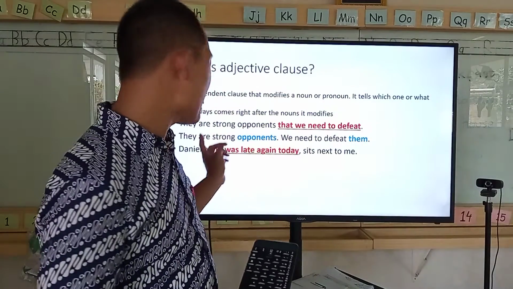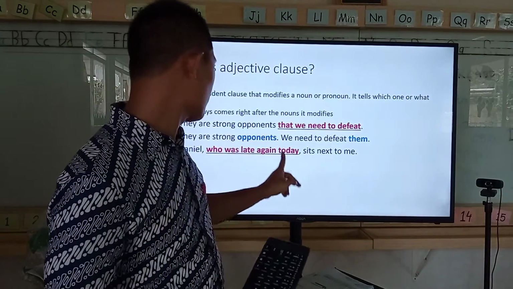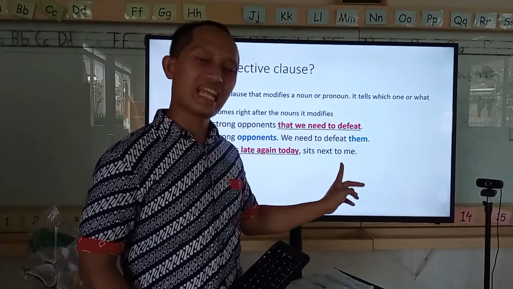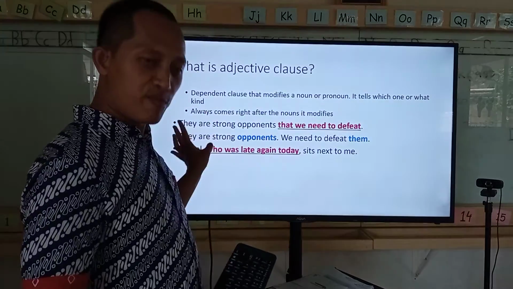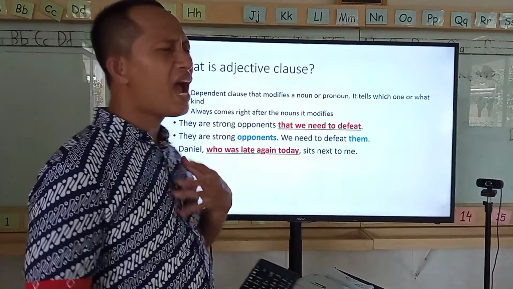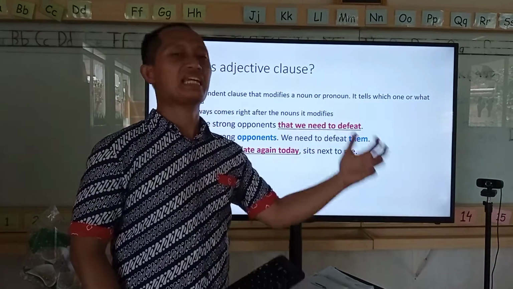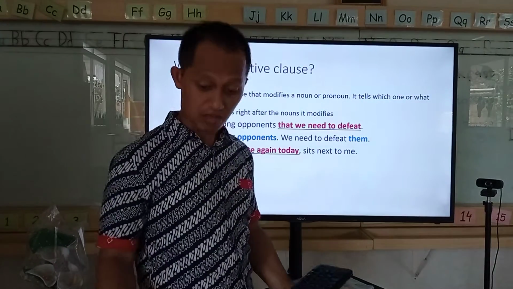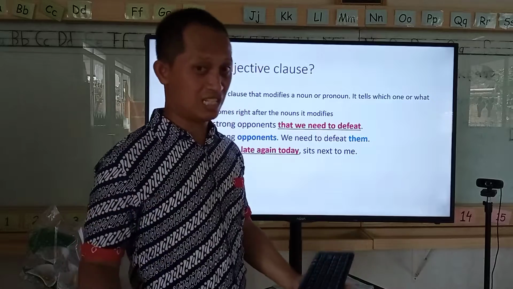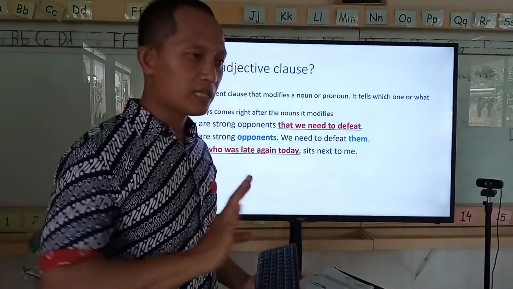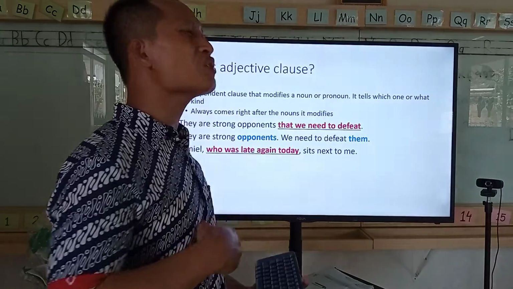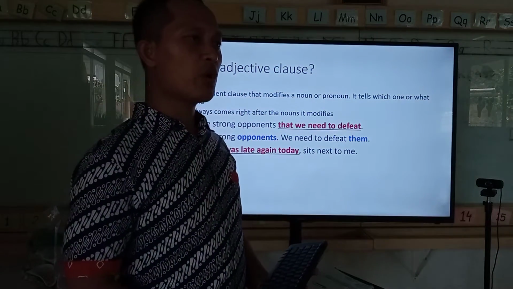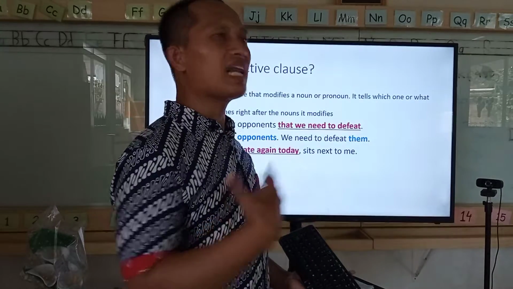Let's take a look at the next example. Daniel, who was late again today, sits next to me. If we break these into two sentences, we have a fine, good sentence with complete meaning: Daniel sits next to me. He sits next to me again today. There is nothing wrong with the sentence, but sometimes we want to add extra information to it. We want to clarify something.